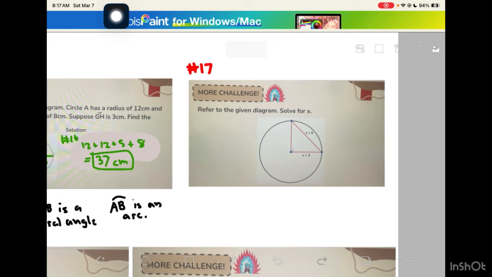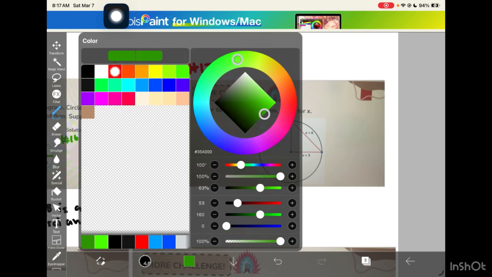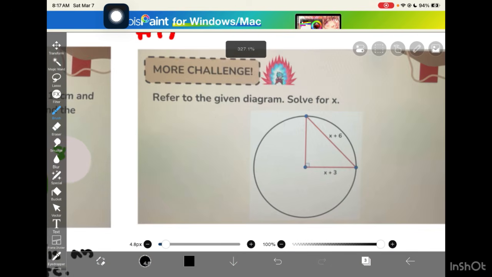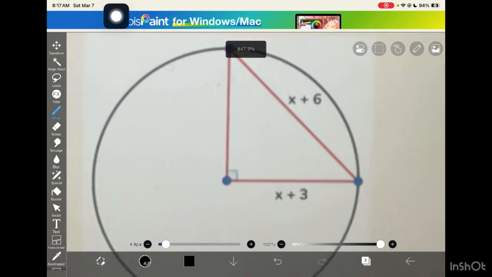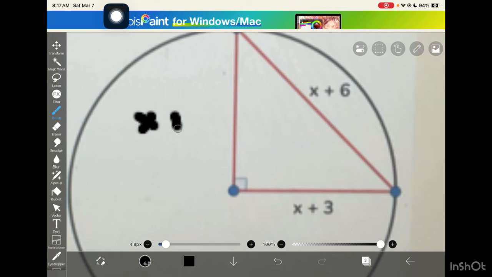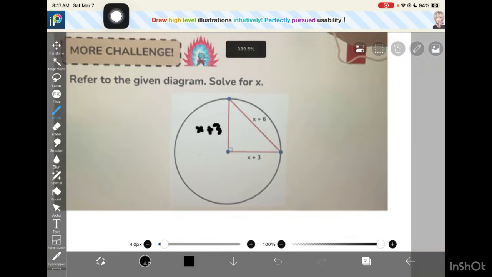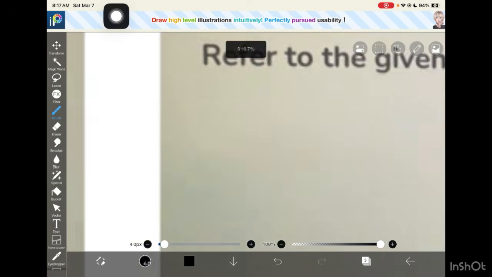Okay, number 17. This one is a tricky one, and I'll be honest with you, I'm just going to cover one example of it just in case it shows up on the test. This one is almost competition level. Based on the given diagram, this is also x plus 3 because it's a radius. We can use the Pythagorean theorem to solve for x. So how do we do this? We need to use the binomial expansion theorem already.